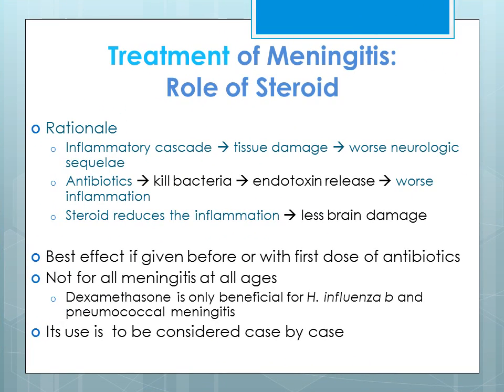Besides antibiotics, steroid was proved to have a role in the treatment of bacterial meningitis. The rationale behind its use is that the inflammatory cascade triggered in patients with bacterial meningitis leads to tissue damage and worsening of neurological sequelae. This response is exaggerated by bacterial lysis and endotoxin release resulting from administration of antibiotics. Steroids can reduce this effect with its anti-inflammatory property.